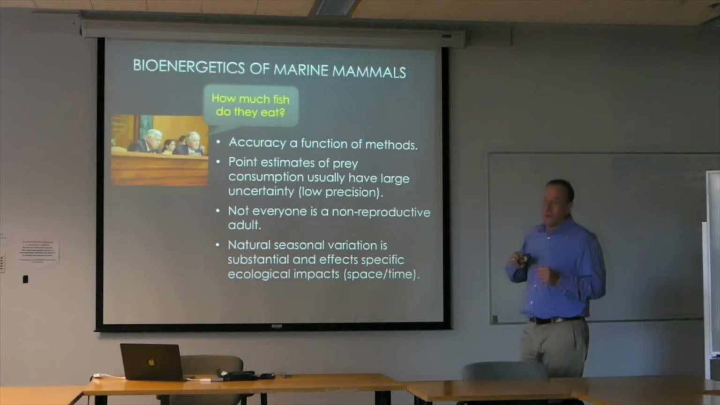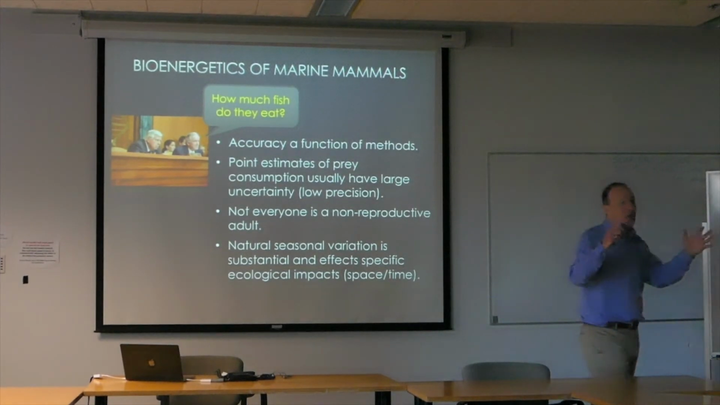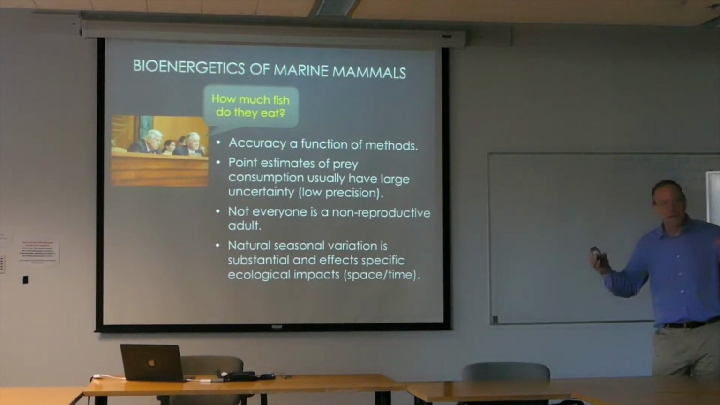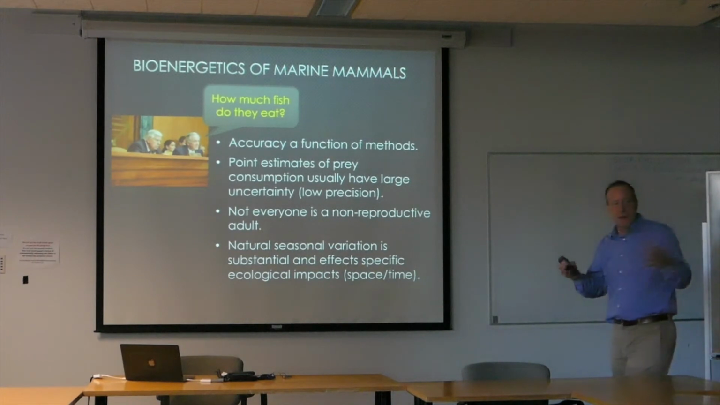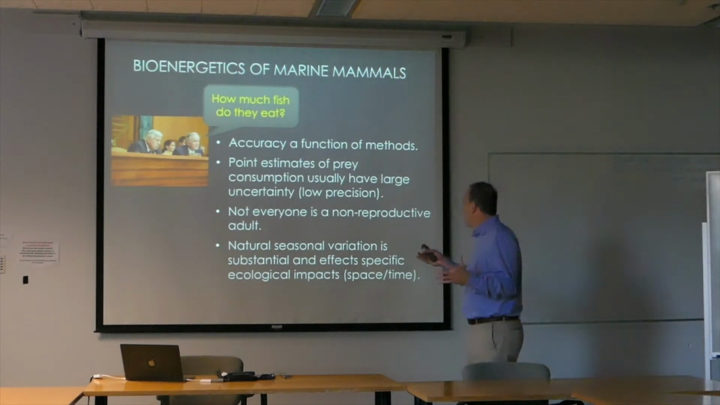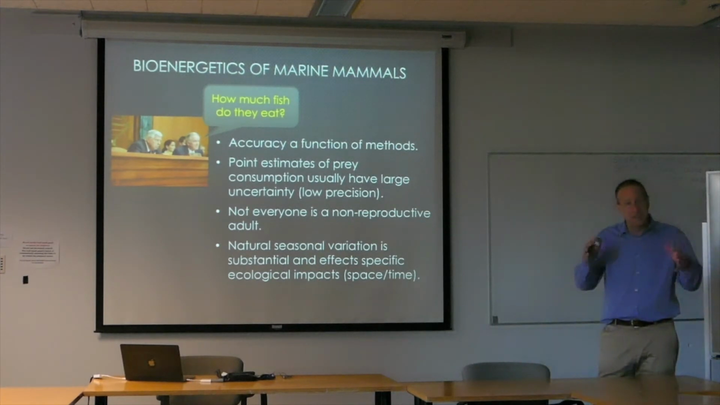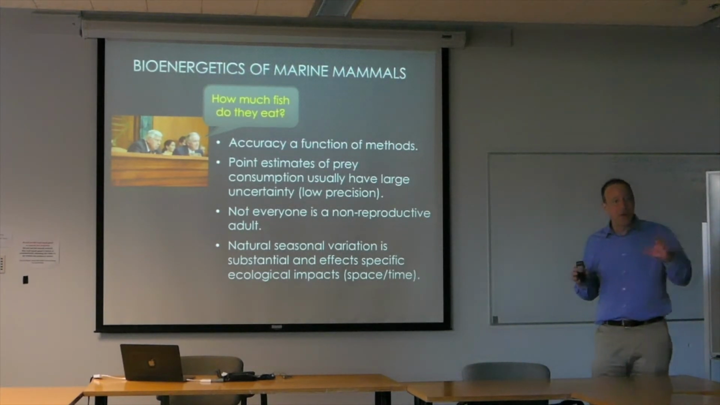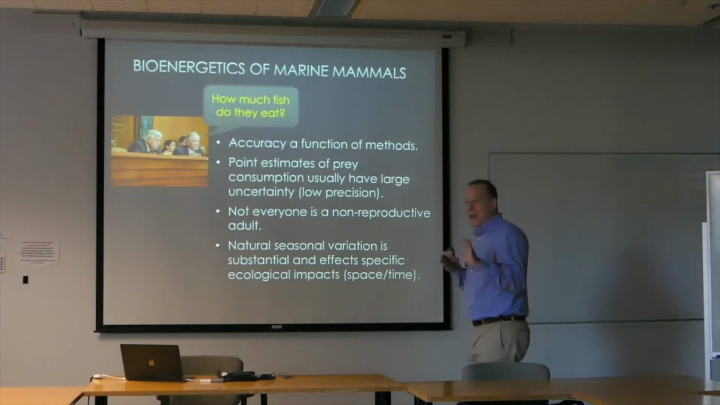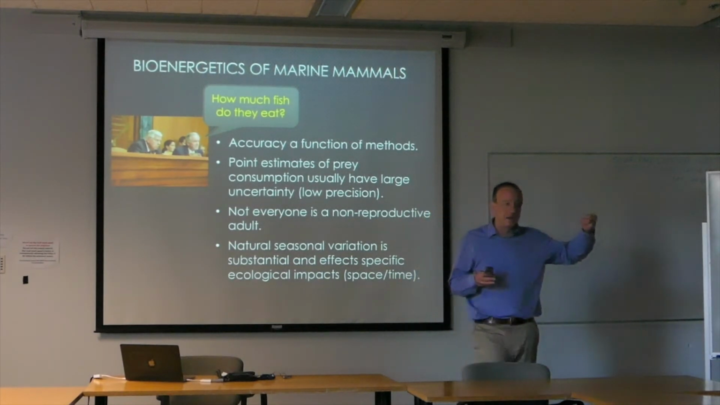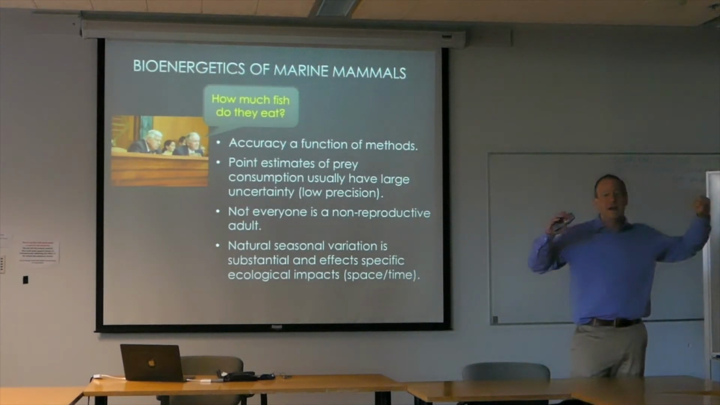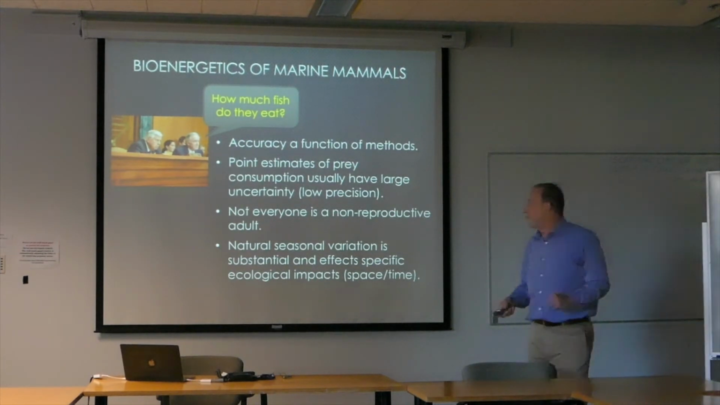Not everyone is a non-reproductive adult, so there's a whole thing about having to take reproductive history into account and age, right? That's going to vastly change your results. And underlying that, there's huge natural seasonal variation. This is not error. This is stuff you have to take into account that's going to make a difference when you're calculating the impact. November in this area versus March in that area.